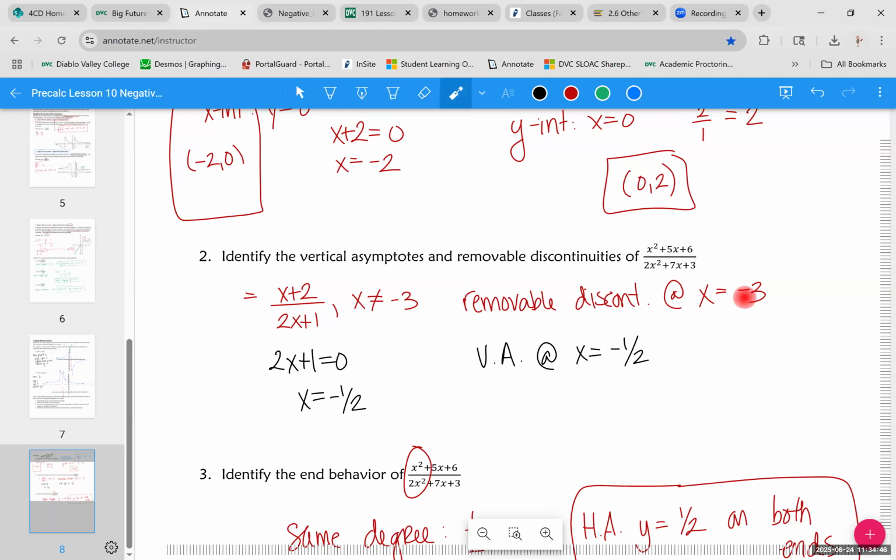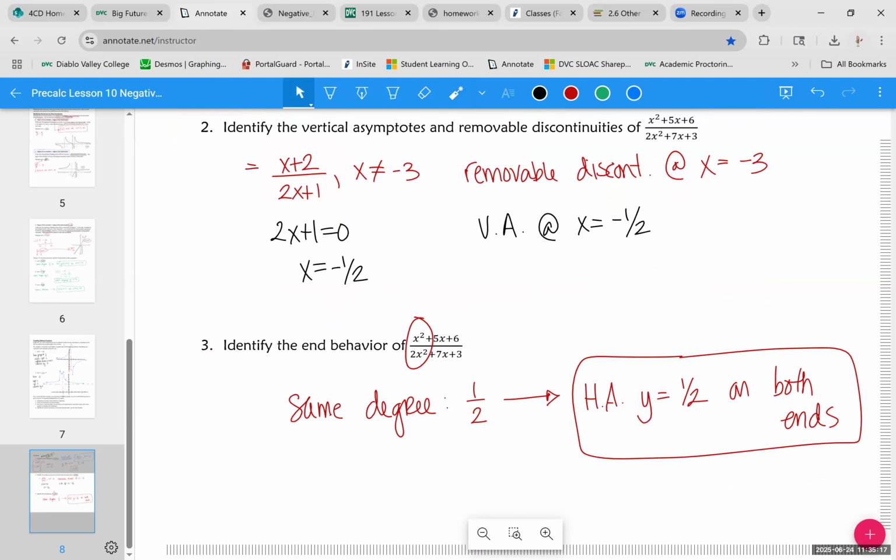You can't have a hole and a point at the same time. So this would be where the hole is. And by the way, you could find the y value of that hole by just plugging it in here. Okay, because once you've factored it out, if you simplify and plug it in here, that would tell you where the y value of that hole would be. And then I take my simplified denominator, I set that equal to 0, and I find the x value where there will be a vertical asymptote.